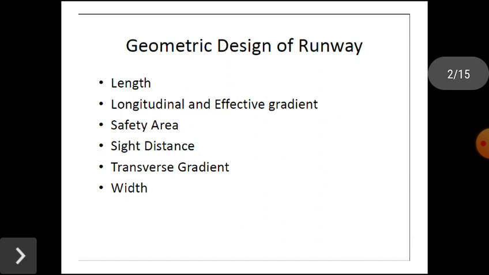In this video, we are going to discuss the geometric design of runway. Runway is an important component of the layout of an airport. The geometric design of runway consists of the length, longitudinal and effective gradient, safety area, side distance, transverse gradient and the width of runway. So let us see one by one.